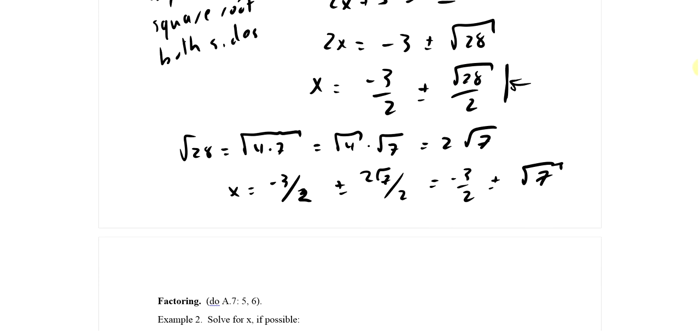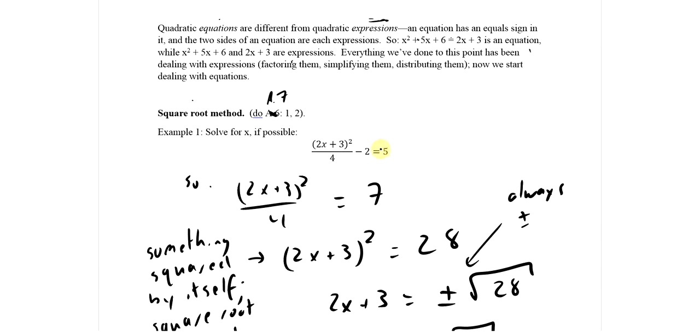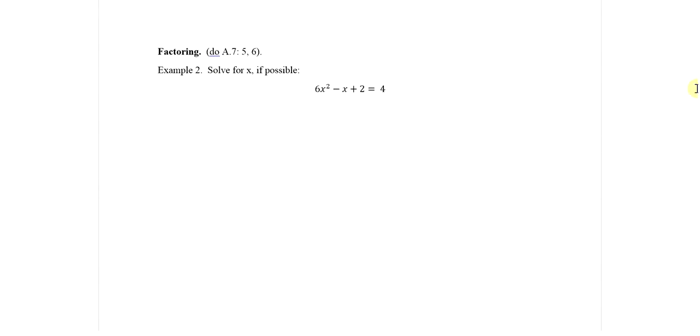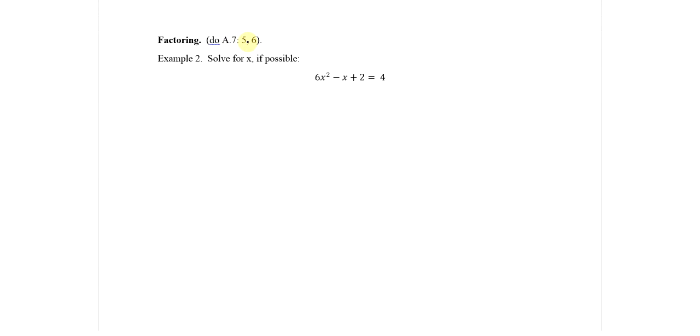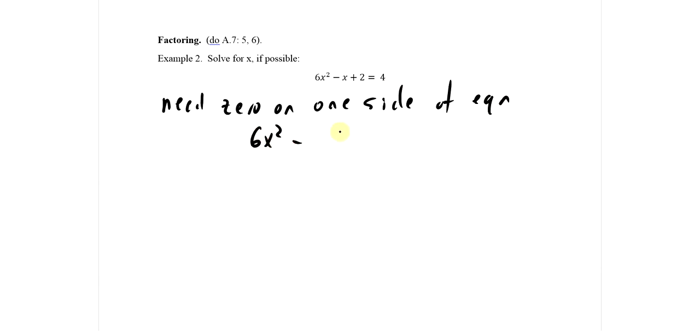Okay, so that's one way to solve a quadratic equation. We have something squared, so it's a quadratic. If you can solve for the thing squared by itself, then you can just take the square root of both sides. Okay, factoring. So again, A7 problems 5 and 6 are like this. Solve this for x. Well, to solve by factoring, you need 0 on one side of the equation, and we'll see why in a couple minutes. So we'll subtract a 4 from both sides, and this equation becomes 6x squared minus x minus 2 equals 0. So there's our 0 on one side.